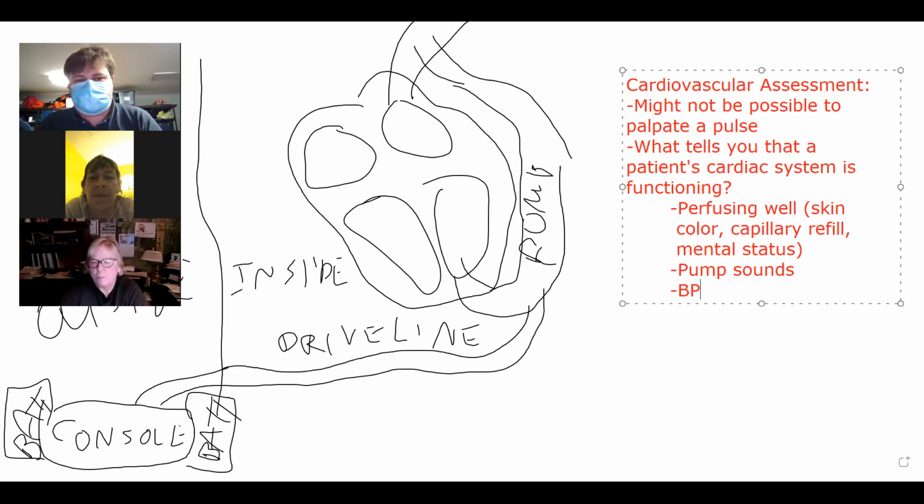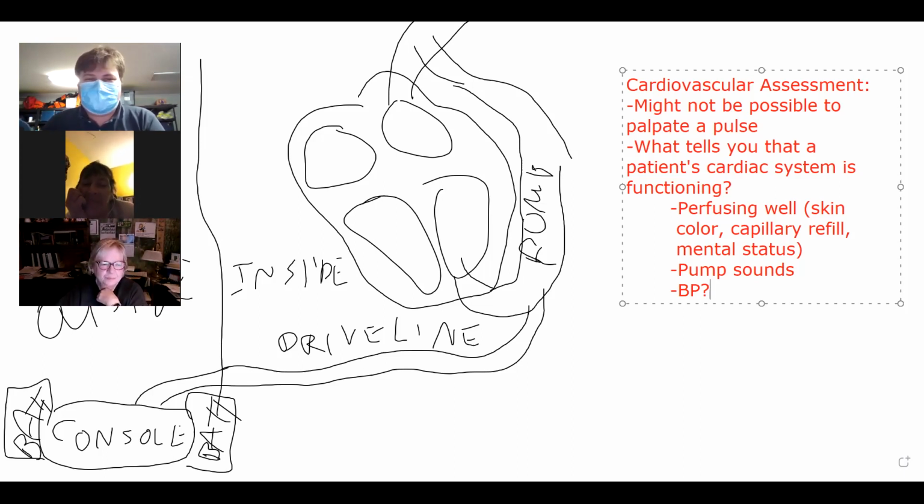So let me ask you about another vital sign, blood pressure. How do you wind up obtaining a blood pressure on someone normally? What do you have to do? Not talking about a VAD right now. We're just talking about how you normally take a blood pressure on someone. A sphygmomanometer, a blood pressure cuff, and a stethoscope.